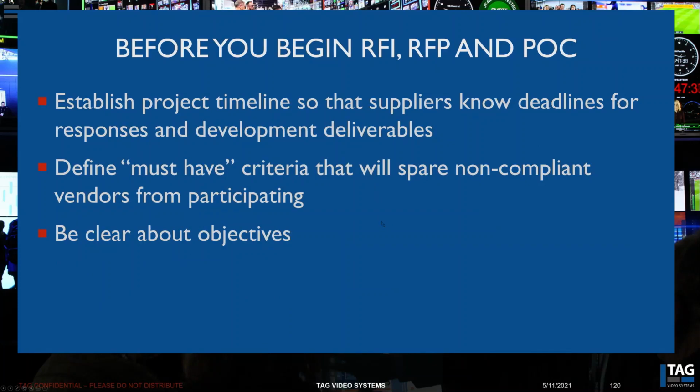So before you begin all these processes, first know your own project timeline so that suppliers know deadlines for responses and development deliverables. And define those must-have criteria that will spare non-compliant vendors from participating. There's no point in beating up some vendor to participate and go through all these processes if there are certain features that you must require that they don't have and they cannot deliver in time. Being able to cut them out of the list, while it may seem painful, is actually being kind to them and being kind to yourself, because there's one more set of responses and one more solution you won't have to evaluate if there are certain litmus test criteria that you can establish from the very beginning.